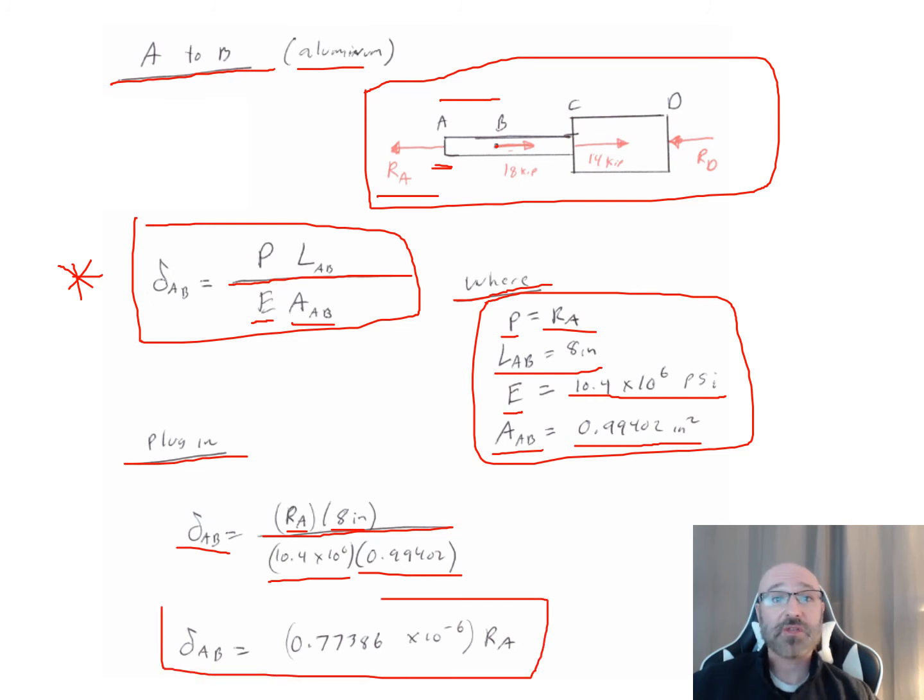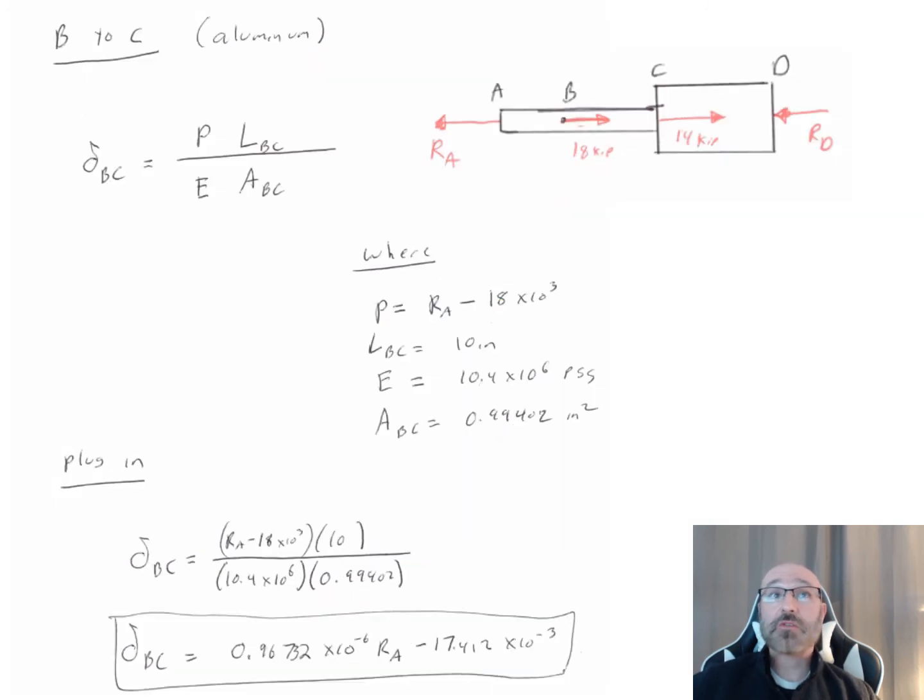I end up with delta AB is equal to 0.77386 times 10 to the negative 6 times my RA. So two unknowns in this equation. We're going to continue on from here and look at the next section within the aluminum rod. So that's what we do there now.